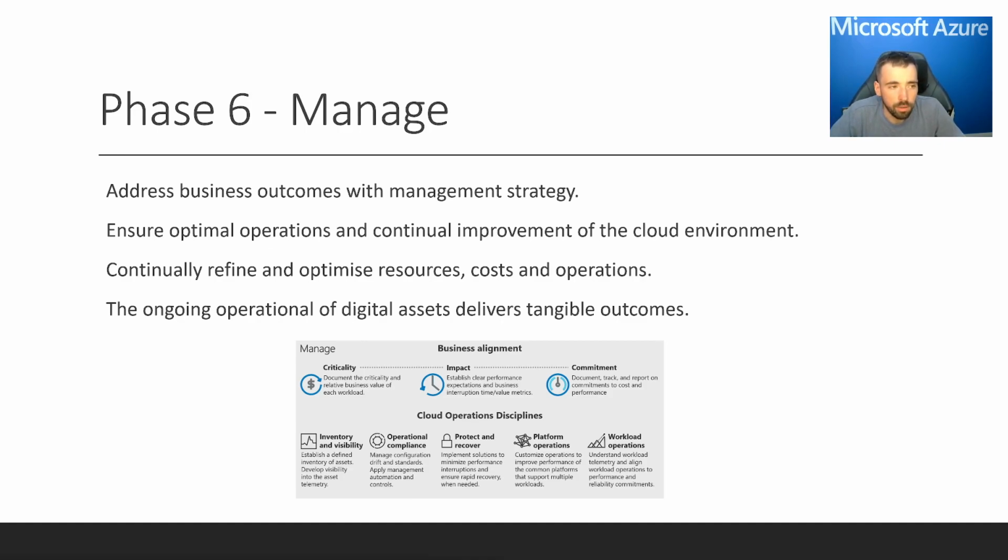The ongoing operation of digital assets delivers tangible outcomes. So you can see at the bottom here we've got business alignment, and this is understanding the criticality of workloads, the impact and the commitment. What commitment are we making to users of the applications? And then we've got 5 technical areas: inventory and visibility, operational compliance, protect and recover, which is disaster recovery, platform operations, and workload operations.